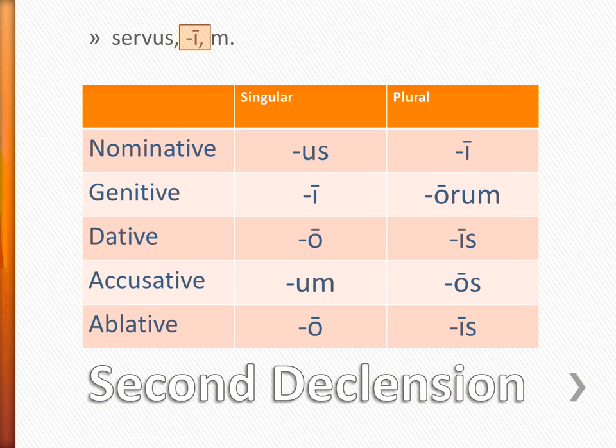Us e o o e orum is os is. Us e o e orum is os is. Us e o e orum is os is. Us e o e orum is os is. And then you keep singing forever.